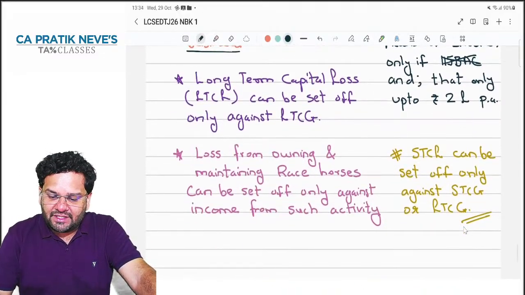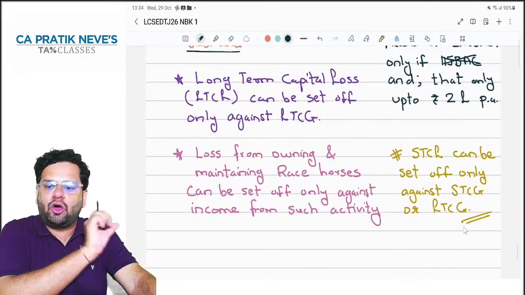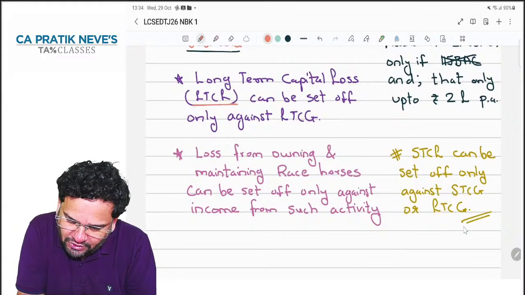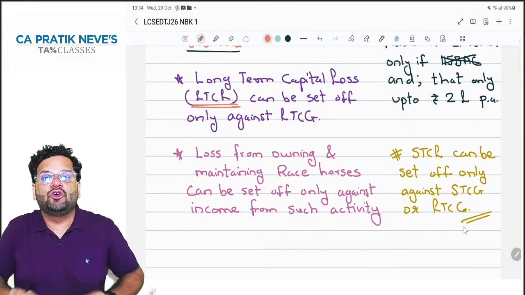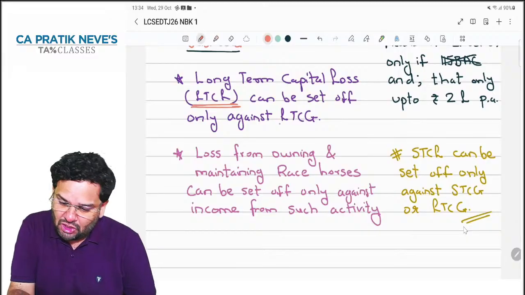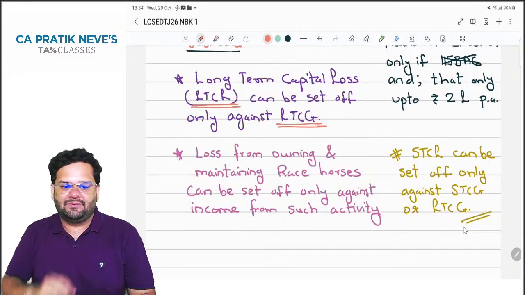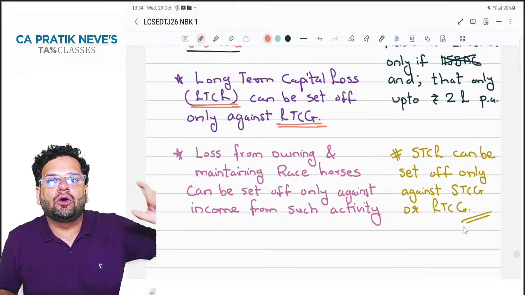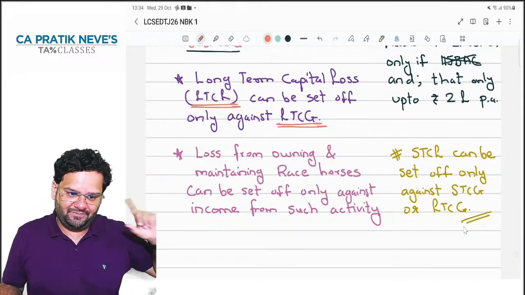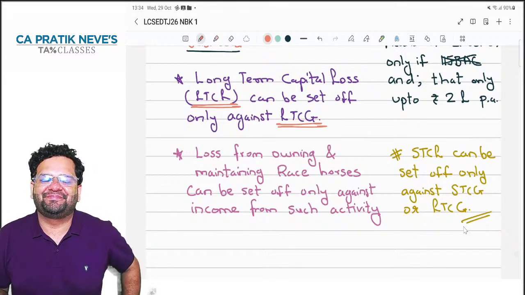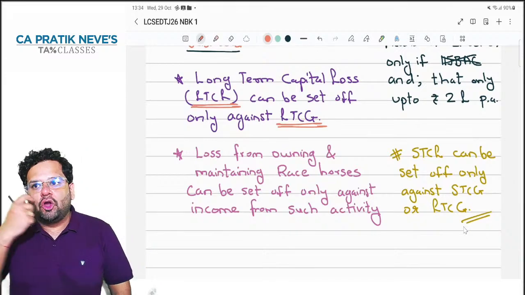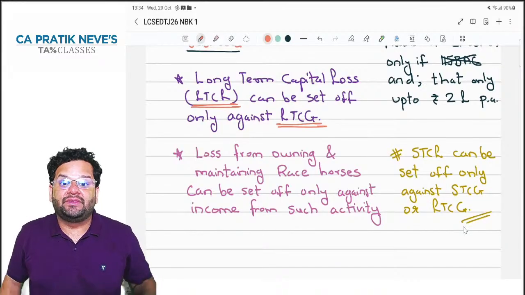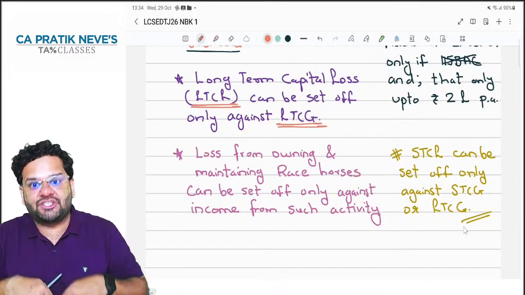Then friends, long-term capital loss. Long-term capital loss can be set off only and only against long-term capital gain. Again, long-term capital loss can be set off only against long-term capital gains. Make sense? Yes. So in short, long-term capital loss cannot be set off against short-term capital gain. That's why we are calling it a restriction.